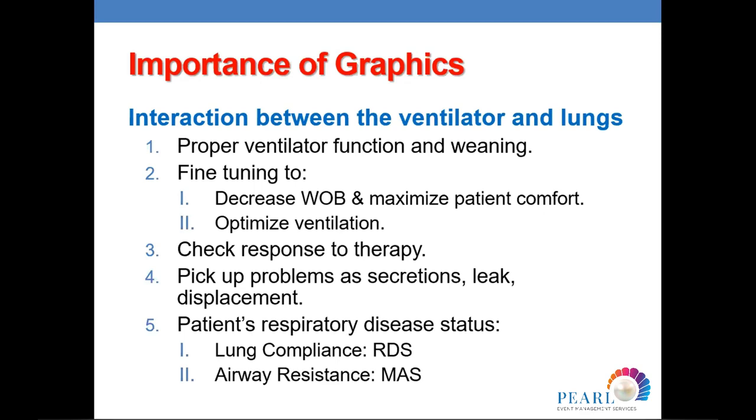Now, the other way around: if the neck of the balloon is narrow, there is high resistance. This is the airway. The more narrowing of the airway, the more obstruction in the airway, the more resistance there is. So the best example of lung compliance problems is respiratory distress syndrome, and the best example of airway resistance is meconium aspiration syndrome.